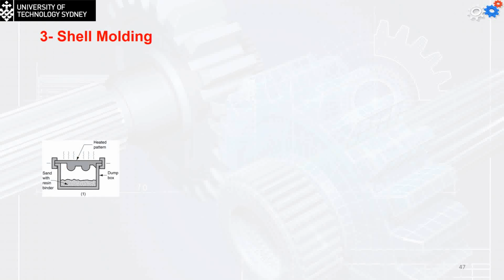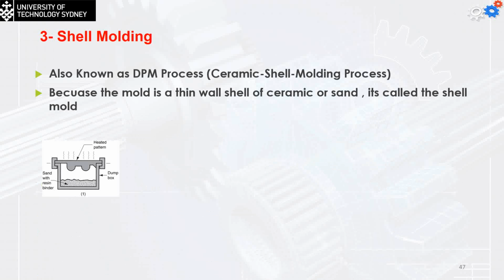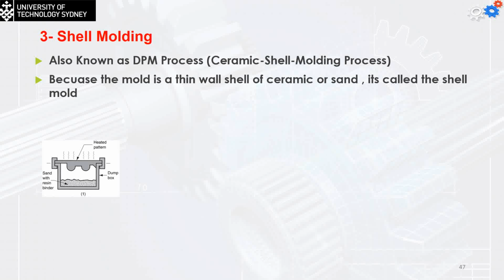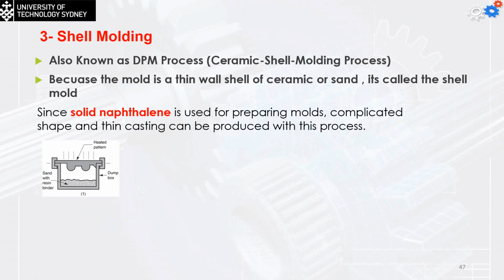The other process we can have for expendable molding is what we call shell molding, also known as the DBM process. Because the mold has a thin-wall shell of ceramic or sand, it's called the shell mold. Since solid naphthalene is used for preparing the molds, complicated shapes and thin castings can simply be produced with this process.